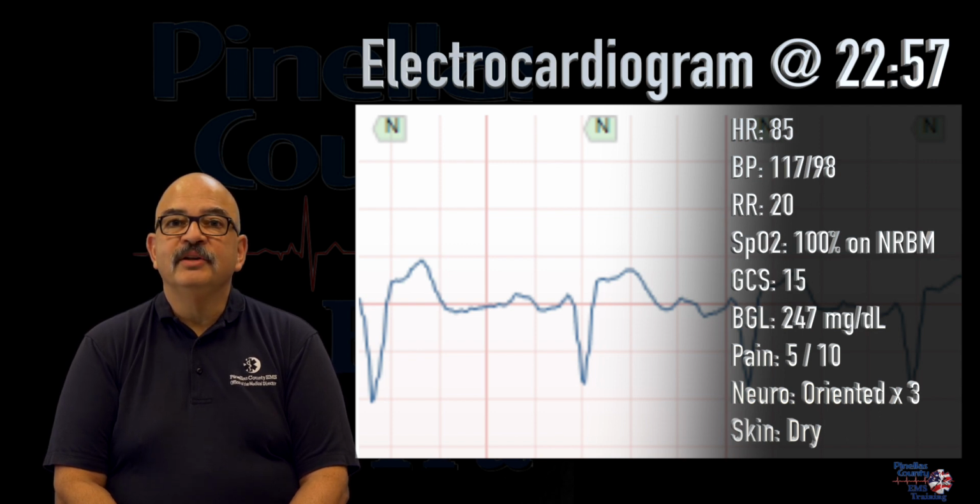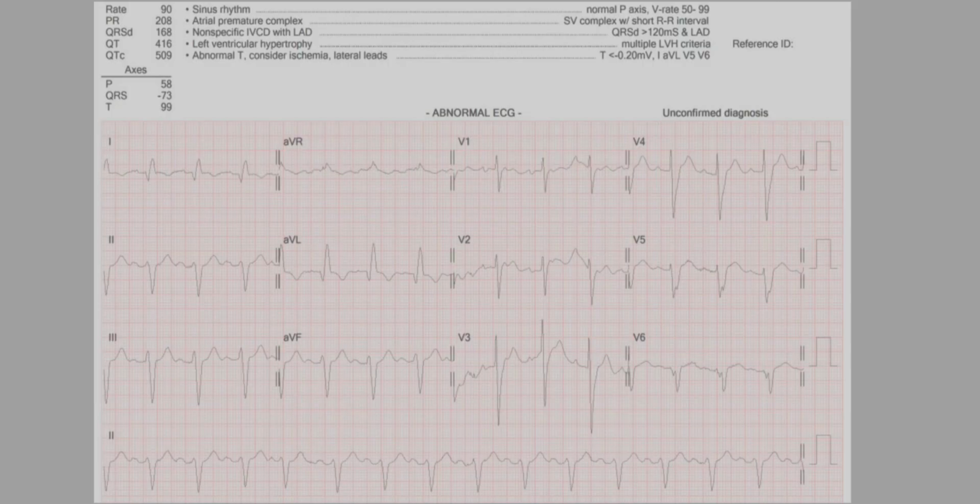Those rhythm strip ST segments look a little troubling. What's the next step? Yes, a 12-lead EKG. We see some lateral ischemia with flipped T waves in 1 and aVL, as well as what appears to be ST elevation in V5 and V6.